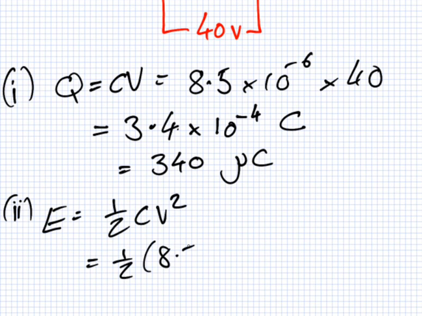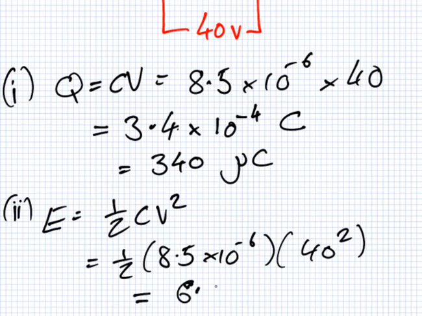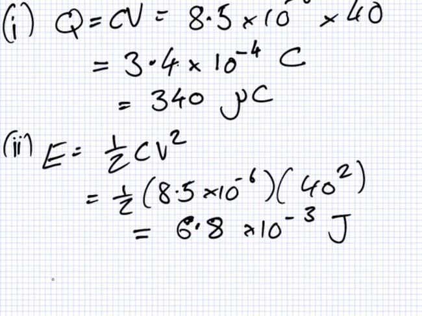And what do they want first? Charge, is it? So do you remember the formula for charge? CV. Well, this is easy. 8.5 times 10 to the minus 6 times 40. What do you get here? 3.4 times 10 to the minus 4 coulombs. No, 10 to the minus 3 is milli, isn't it? Yes.